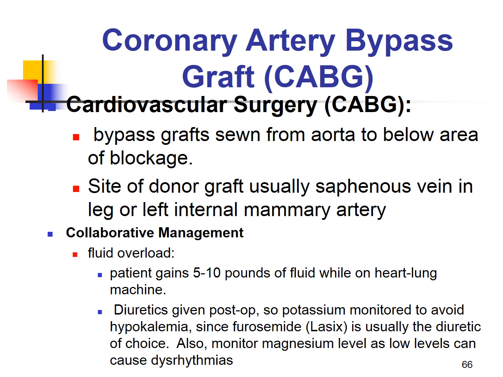And diuretics are usually given post-op to pull the fluid, so the potassium is monitored, because furosemide or Lasix is usually used, and Lasix wastes the potassium. So you're going to monitor for hypokalemia. Also monitor the magnesium level, as a low level can cause cardiac dysrhythmias. All right, next slide.